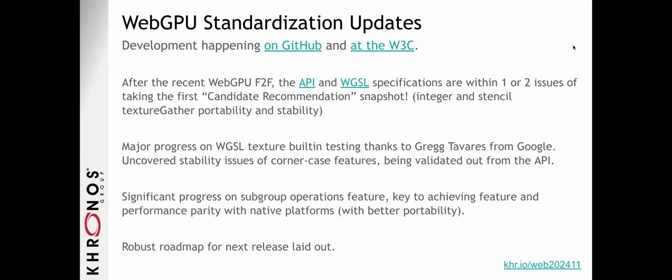After a recent face-to-face meeting last week, the API and WGSL specifications are within one or two issues of being able to take our first candidate recommendation snapshot, which is maybe a boring spec-based thing, but it means it's almost at a V1 release kind of thing. The main outstanding issues were around integer and stencil gather, portability, and stability. We have some questions we've got to figure out there, but we're excited to give you all something awesome.